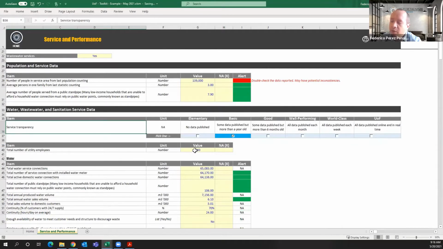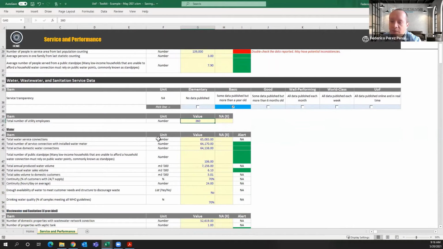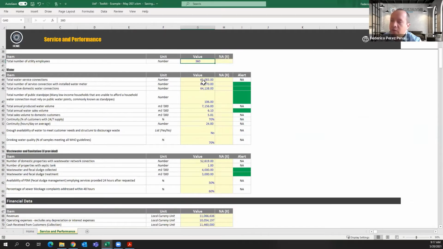Also, we ask about the number of employees in the utility, and then we ask for the basic numbers in water and also in sanitation. So those are the numbers that I'm referring to. You think that all of the utilities have these numbers, but in most of the cases, if not in all of the cases, we have to double check these basic numbers for all the utilities.